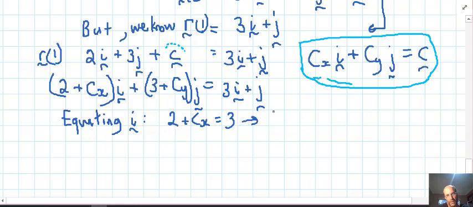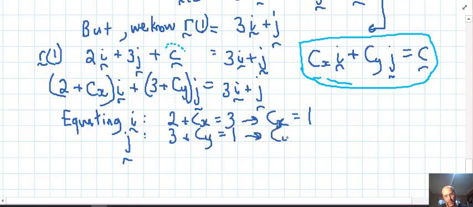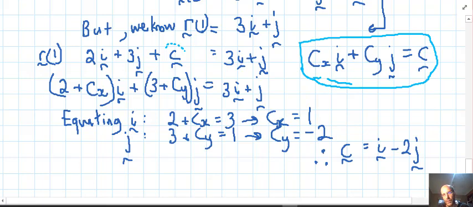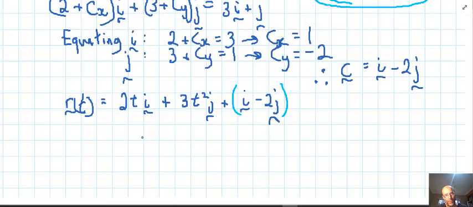That means c sub x is pretty easy to find. It's 1. Same with j. We've got 3 plus c sub y equals 1, equating the components. Okay, and that means c sub y equals -2. And yay, therefore c is 1i minus 2j, or i minus 2j. Right, so putting the constant of integration in there, the vector c, I'll put that at the end.